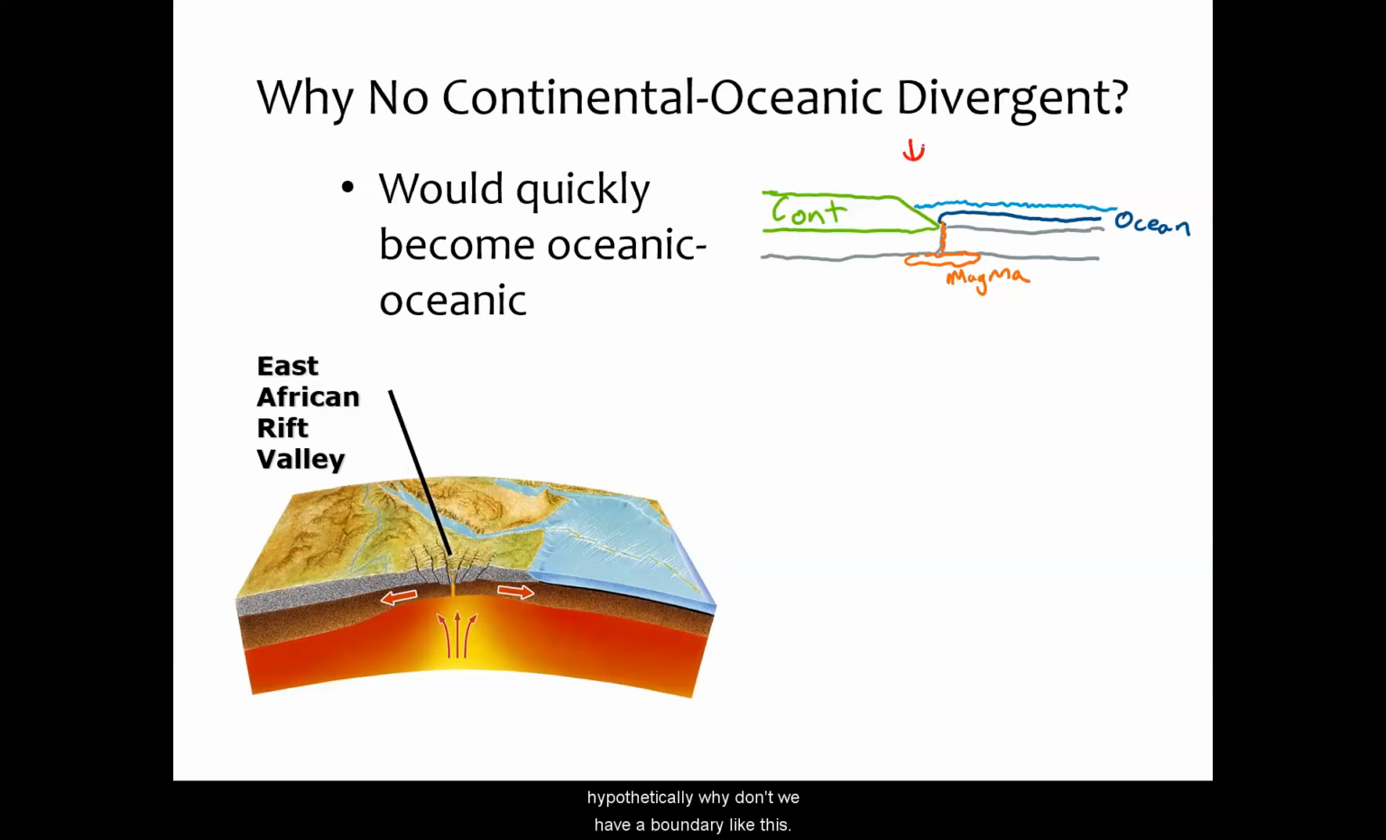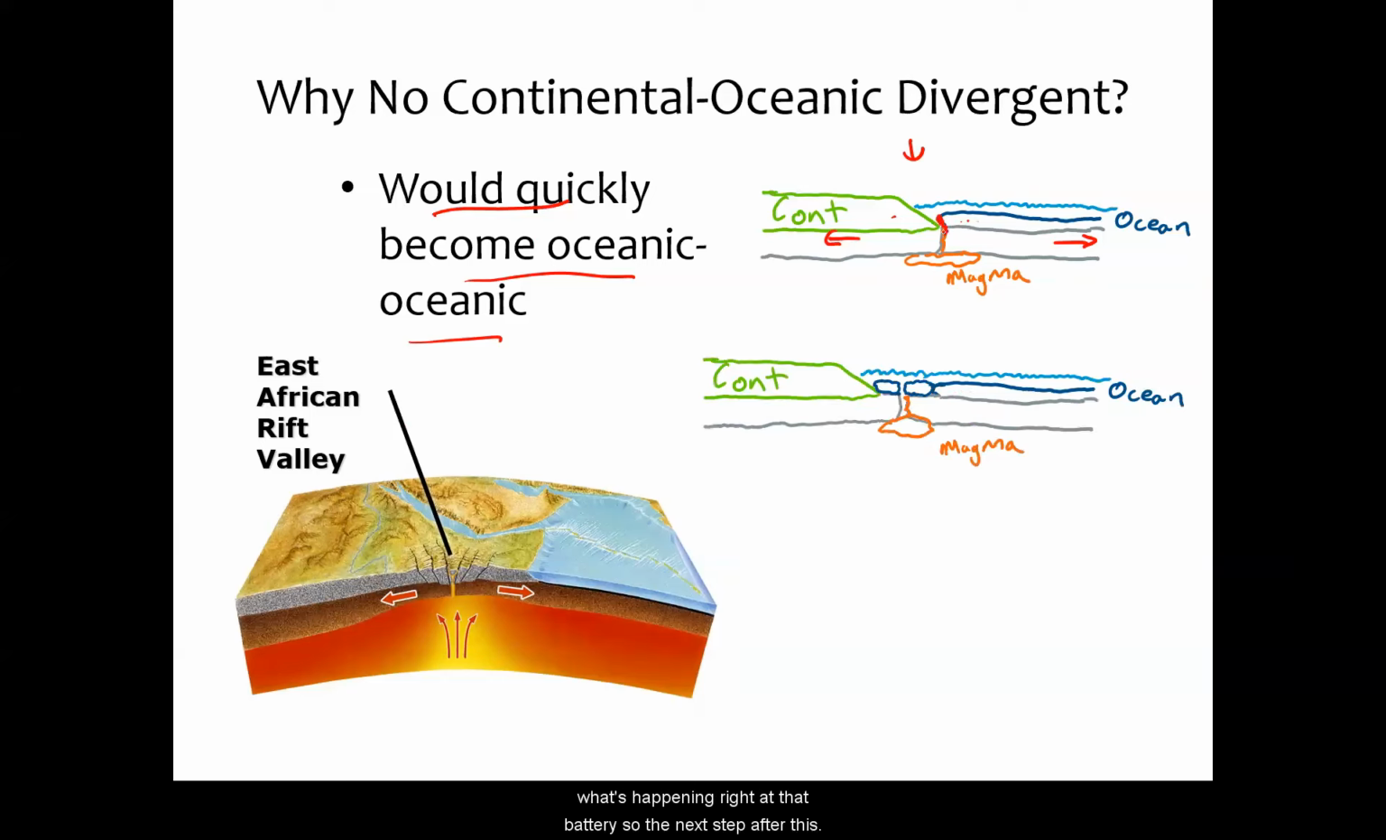Hypothetically, why don't we have a boundary like this, where the plates are moving apart this way, and one tectonic plate has continental crust and the other one has oceanic crust, and that boundary is right in between them? Well, it turns out if we had some boundary like this, we set it up hypothetically, and we started to do this divergence, it would quickly become an oceanic convergent boundary, because what matters here is really what's happening right at that boundary.